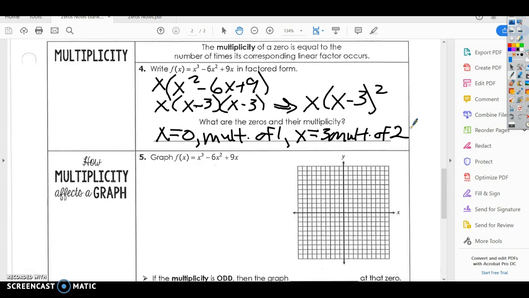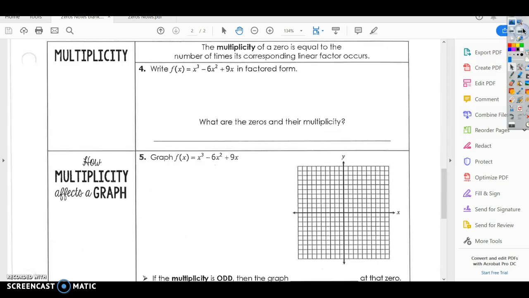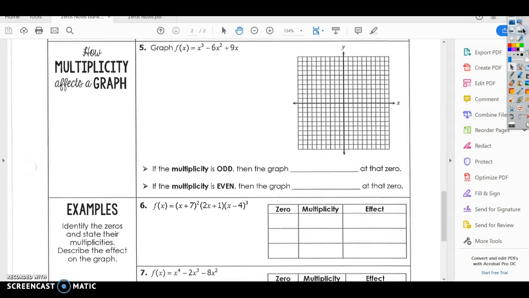Now, how we're going to determine multiplicity on a graph. I'm going to scroll down just a little bit so we can look at another example. How multiplicity affects a graph: first, you would want to sketch that graph. Going to your calculator is probably the easiest way. Type this in. This is the same one, so you're going to have your factors. You know you're going to have an x-intercept at 0. You know where it crosses at 3. And again, that comes from the one above it. We've already factored it and looked at that.